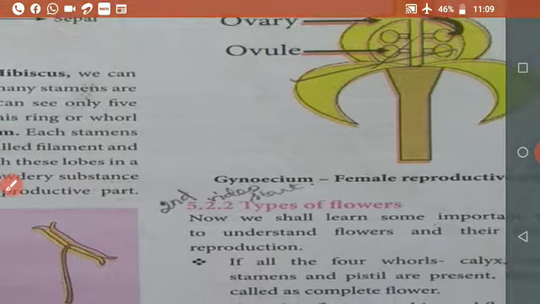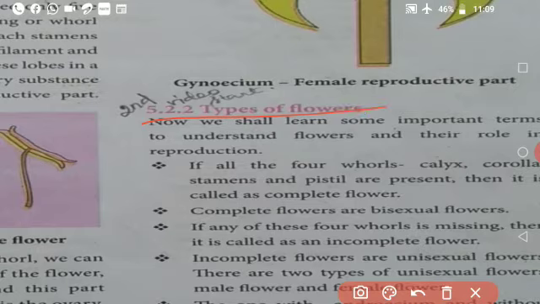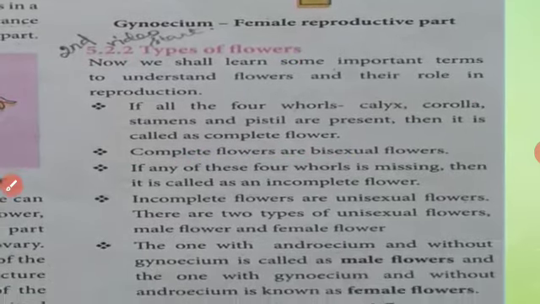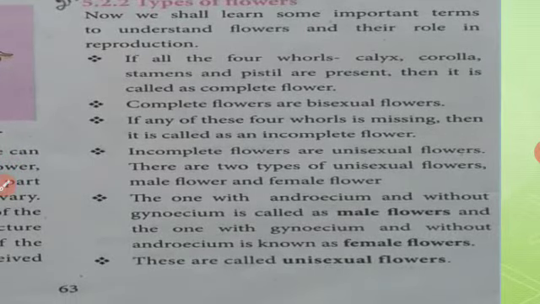5.2.2 Types of flowers. Students, there are 2 types of flowers: one is the complete flower, another is the incomplete flower. We discussed the parts of the flower, which exist as 4 whorls: calyx, corolla, stamens and pistils. If all 4 are present, it is a complete flower. If any one of them is missing, we call it an incomplete flower.